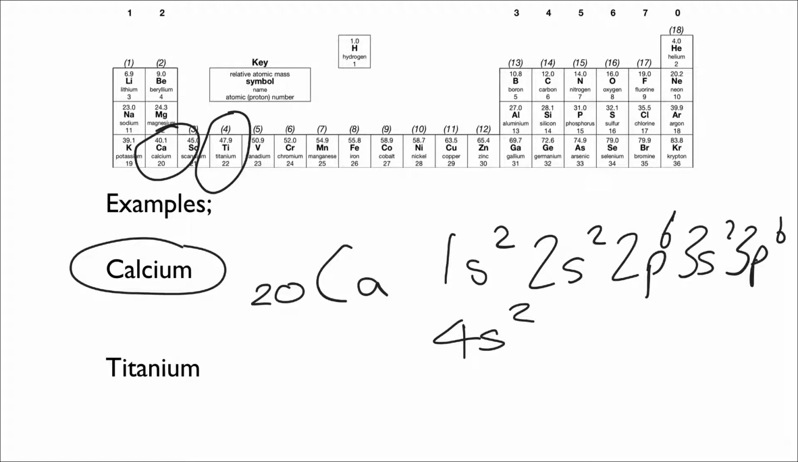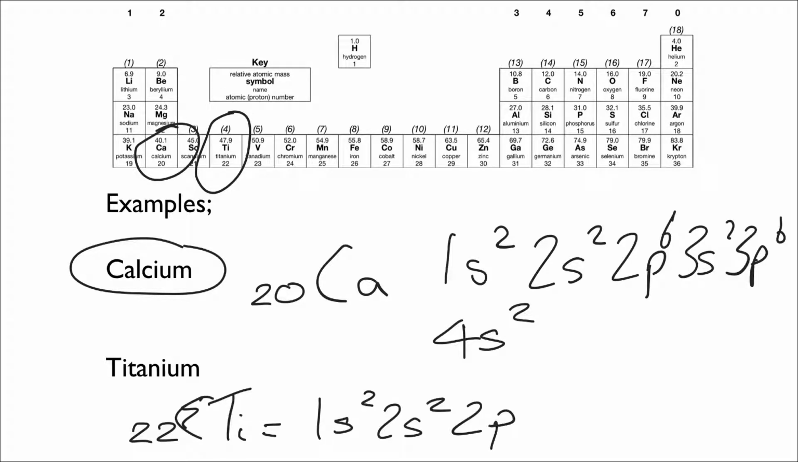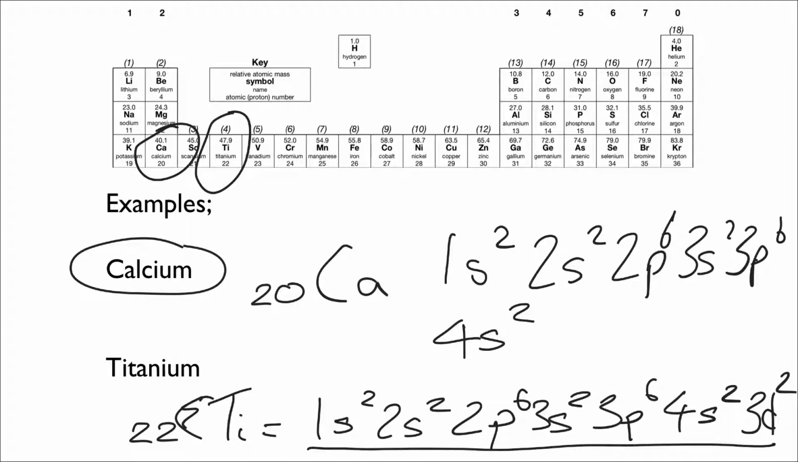Titanium with 22 electrons is going to fill in a similar fashion, and that will be 1s2, 2s2, 2p6, 3s2, 3p6, not the 3d next, it's the 4s2, and then we need 2 more electrons to get us up to 22, which will be 3d2. Okay, so that is the electron configuration for titanium, and this is the electron configuration for calcium. Again, you can just double check that they add up to be correct. So 2 plus 2 plus 6 plus 2 plus 6 plus 2 plus 2 does equal 22.